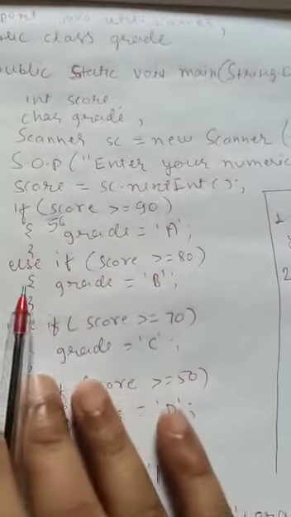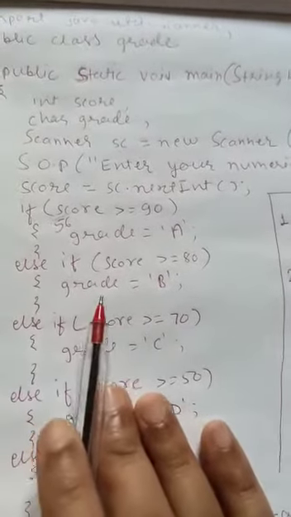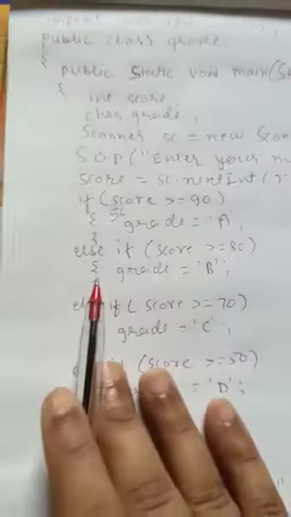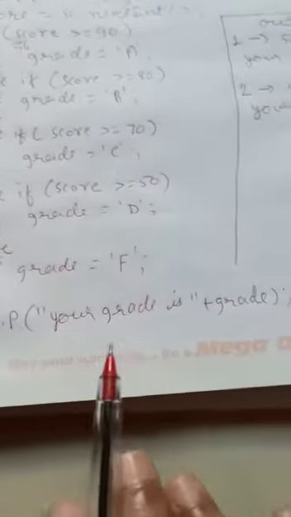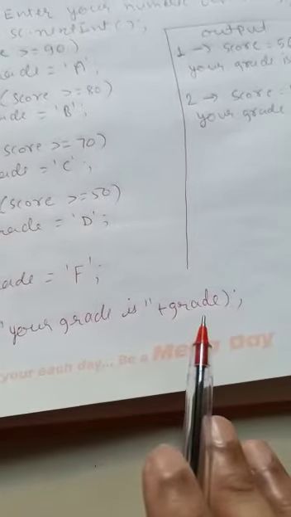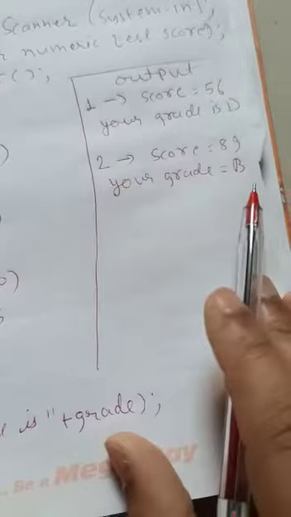So we will move to this block and the value of grade will be B, and we will directly jump out from this statement and come to the SOP: your grade is plus grade, and the value of grade is B. So our output will be: your grade is equal to B.